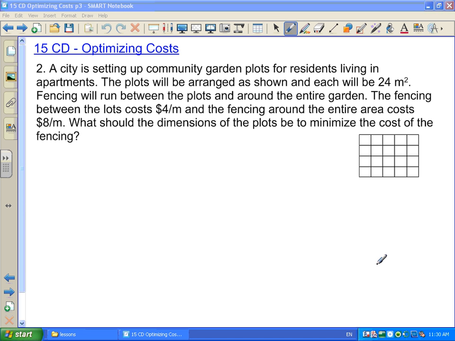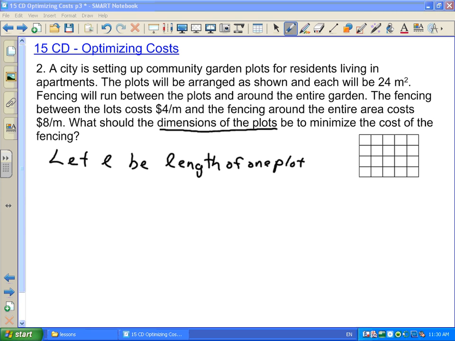Now, first thing we're going to need to do, since this is an optimizing cost question, is look to minimize the cost of fencing. What we need to come up with is a function that represents the cost of fencing that we're going to have to buy. And before we can do that, we need to pick some variables. Because we're asked for the dimensions of the plots themselves, it makes sense to choose variables that represent the dimensions of the plots. So we'll say let L be the length of one plot, and we can let W be the width of one plot.